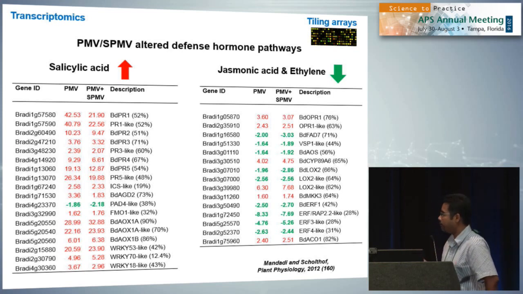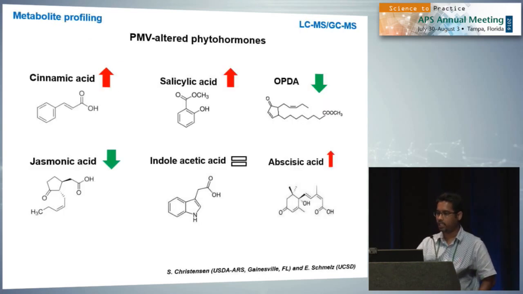Just keep a note on the FAD7 in JA signaling. It's going to come back again. It is downregulated in our transcriptome data. And so to validate some of the gene expression data, we also did some metabolite profiling.